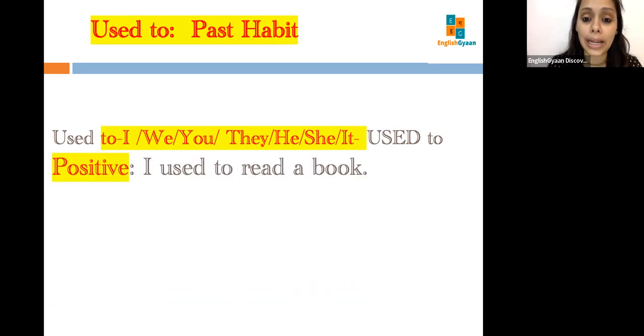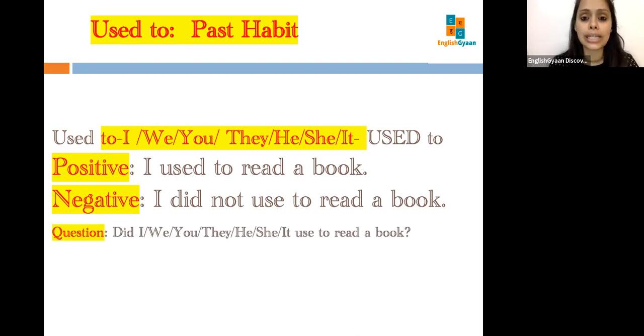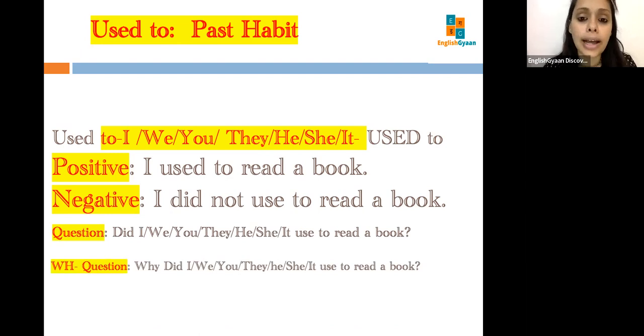So for the positive, it will be I used to read a book. Negative, I did not used to read a book. And the question, did I used to read a book? When did I used to read a book? Why did I used to read a book? So this is how you make use of used to.